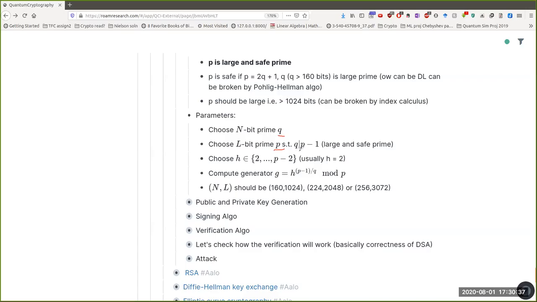exactly divides p minus 1. So you get a large and safe prime. Next, you will have h. H you will choose randomly from this set 2 to p minus 2. Usually h is chosen as 2. And then you'll compute your generator, which is g is equal to h to the power (p minus 1) by q mod p.